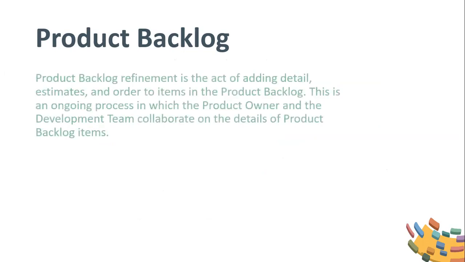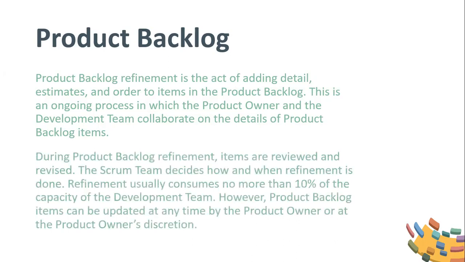Still on the product backlog, refinement is the act of adding detail, estimates, and order to items in the product backlog. This is an ongoing process in which the product owner and development team collaborate on the details of product backlog items. During product backlog refinement, items are reviewed and revised. The Scrum team decides how and when refinement is done. Refinement usually consumes no more than 10% of the capacity of the development team. However, product backlog items can be updated at any time by the product owner or at the product owner's discretion.